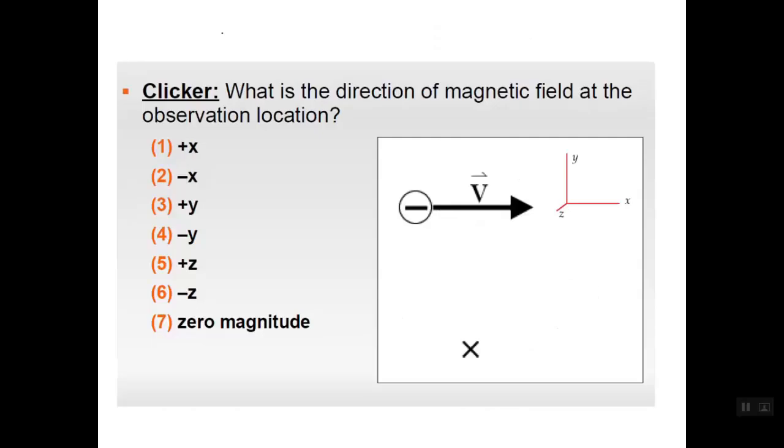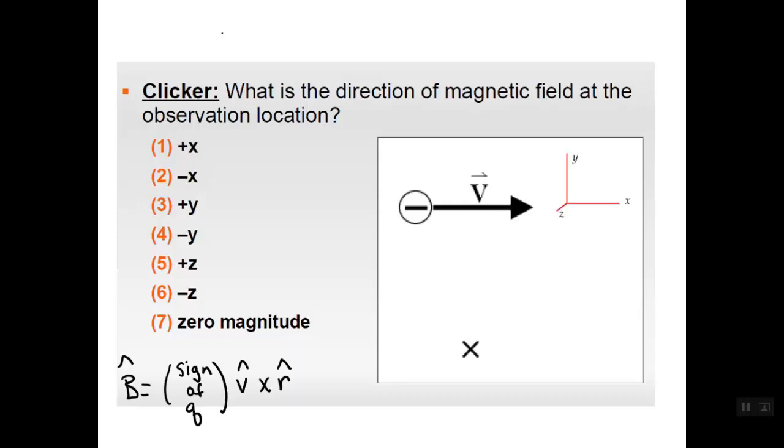Let's try to use this result to answer this question. We have a negative charge moving as shown in the plus x direction. What's the direction of the magnetic field at the observation location marked with an X? Stop the video and try to answer this before continuing.